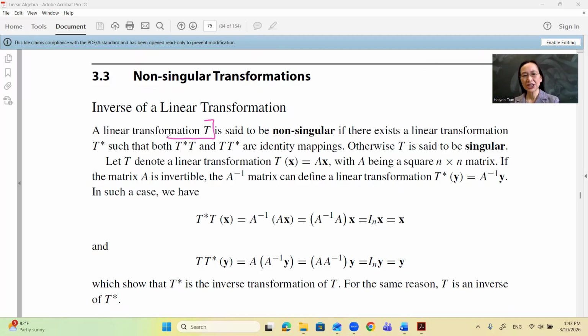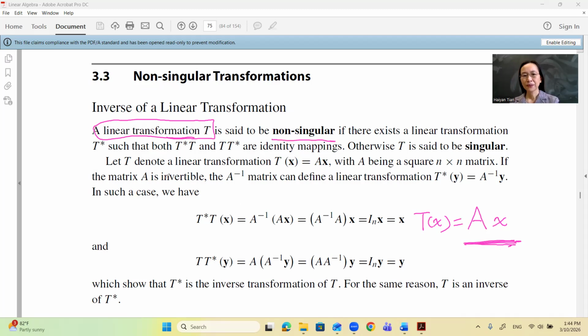for this transformation, it is a linear transformation that we want to talk about, because we're talking about the transformations defined by a matrix. For example, a certain T on X. So we're talking about linear transformations. And under what condition is this linear transformation called non-singular?